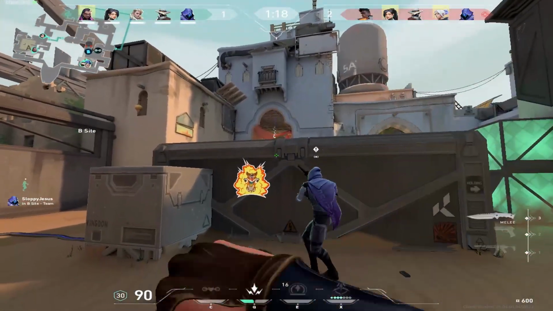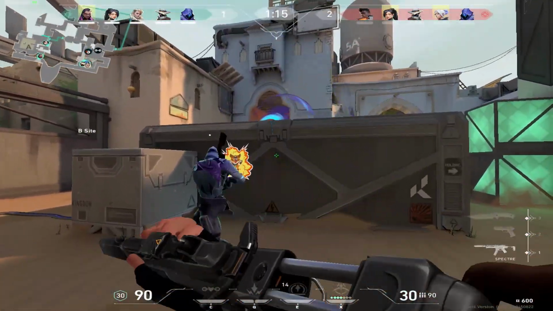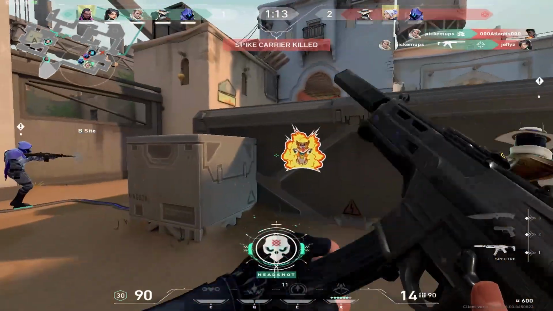Another weakness is playing the same spot over and over. You can then pre-fire that spot for an easy frag.